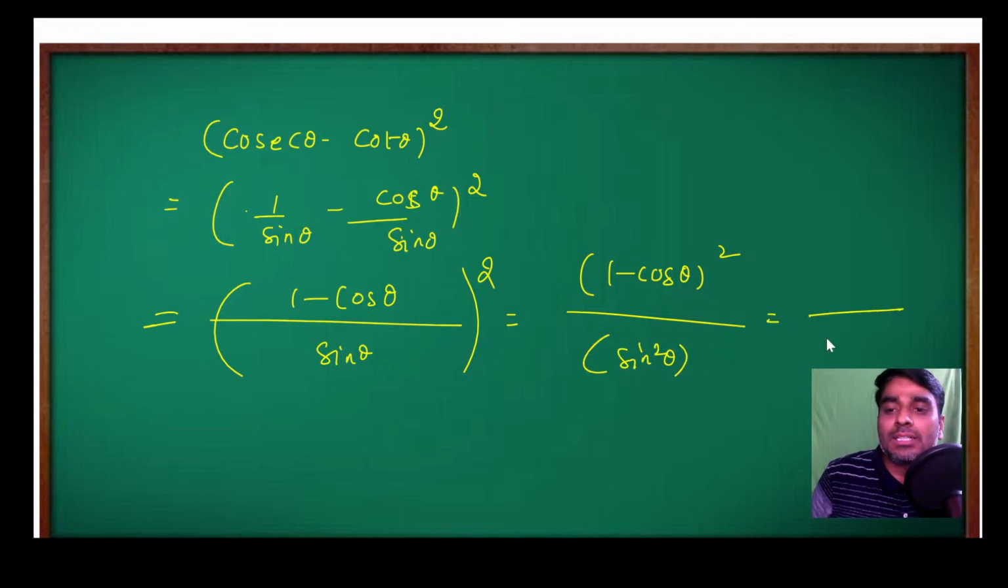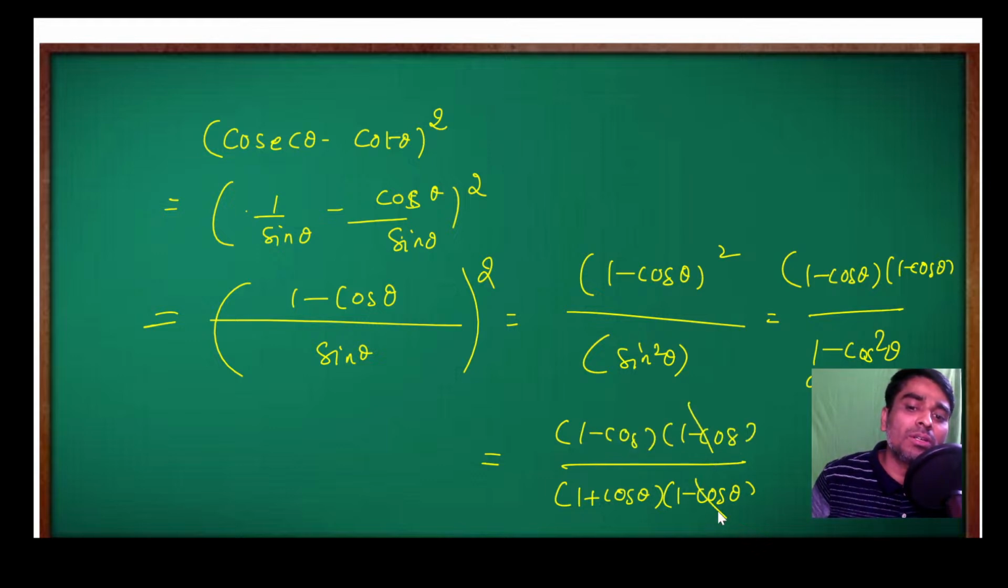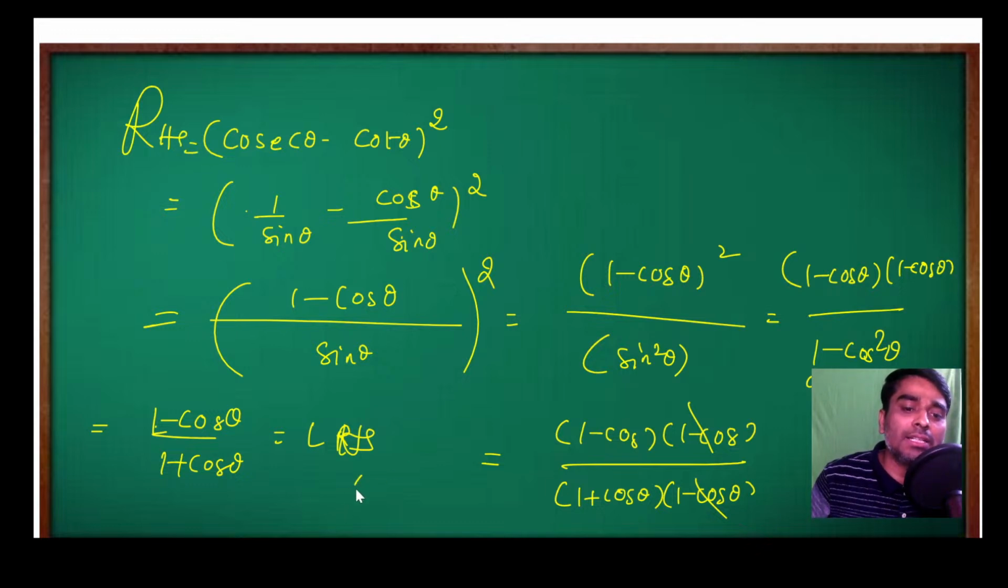Now what is sin square theta? Sin square theta is 1 minus cos square theta. The numerator is 1 minus cos theta into 1 minus cos theta, squared. Now in the denominator, is it a square minus b square formula? Yes. Can I write 1 plus cos theta into 1 minus cos theta? Yes, I can. The numerator has 1 minus cos and 1 minus cos, so one 1 minus cos will cancel. What are you remaining with? 1 minus cos theta by 1 plus cos theta, which was your LHS. So you started from RHS and you are ending with LHS. This way also you can do. Hope you understood.